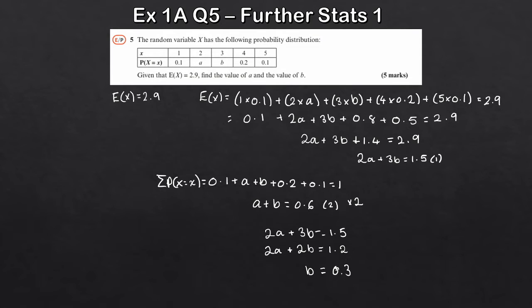Because b is 0.3, we can now solve a dead easy. Because we know a plus b is equal to 0.6, so therefore something plus 0.3 is equal to 0.6, so a must also be 0.3. And there we have it, so we found the value of a, 0.3, and b is also 0.3. So a bit of a nice question to start with, 5 marks there. Let's have a look at the next one.